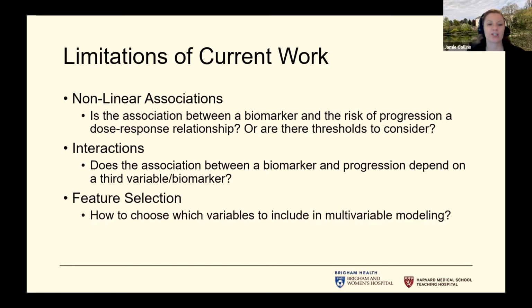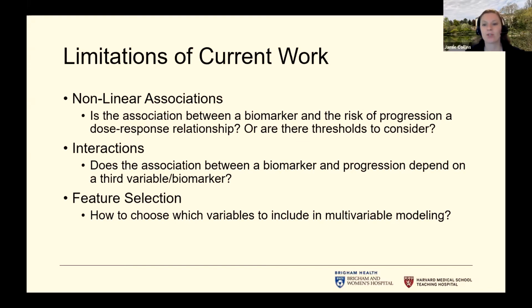And finally, feature selection. So how do we choose which variables we want to include in multivariable modeling? And I'll be honest and say that the statistical literature does include some criticisms of the bivariate screening approach that we used in our analysis. And so, are there other ways to identify which markers should be included in the model? All of these limitations can be addressed with more complex machine learning based approaches, and the trade-off is usually in interpretation.